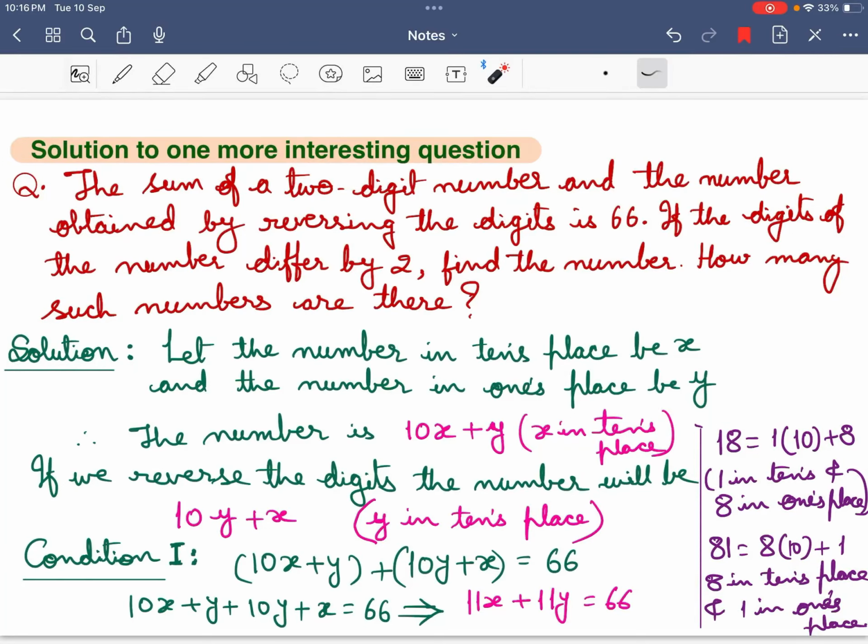Let's see the solution to one more interesting question. And the question is: the sum of a two-digit number and the number obtained by reversing the digits is 66. If the digits of the number differ by 2, find the number. How many such numbers are there? Okay, let's see how we can do this question.